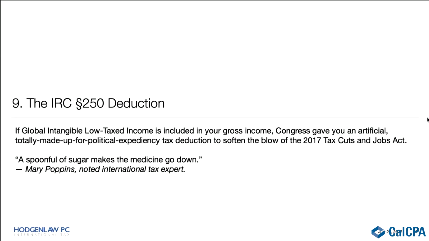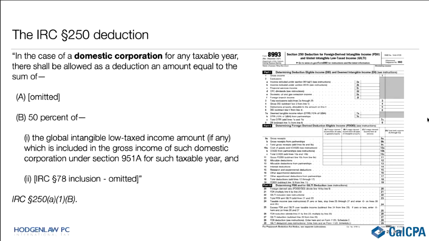This particular deduction is a second kind of deduction that the government gave away as part of the whole package in 2017. And the Section 250 deduction is an artificial deduction that will sunset over time, that just arbitrarily reduces global intangible low-taxed income inclusion for a U.S. shareholder. And this is on Form 8993. And I haven't filled it in because I wanted to highlight an important point.